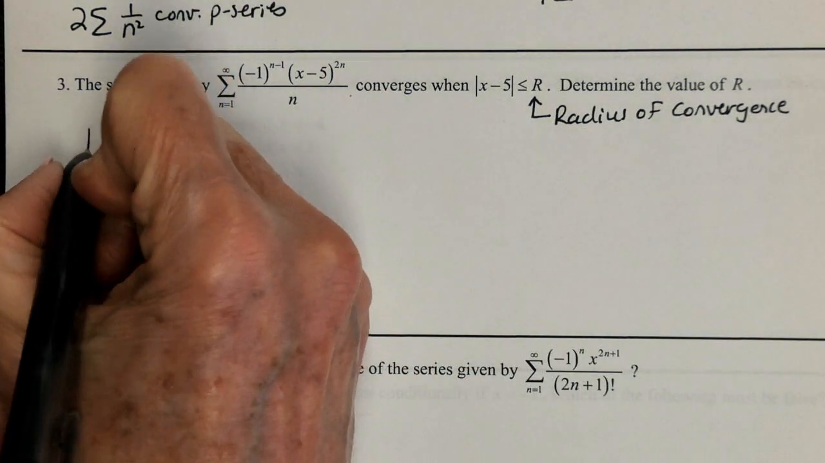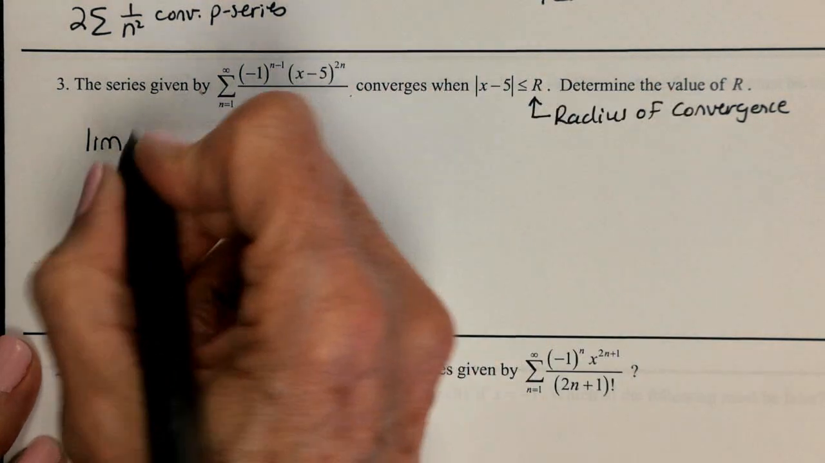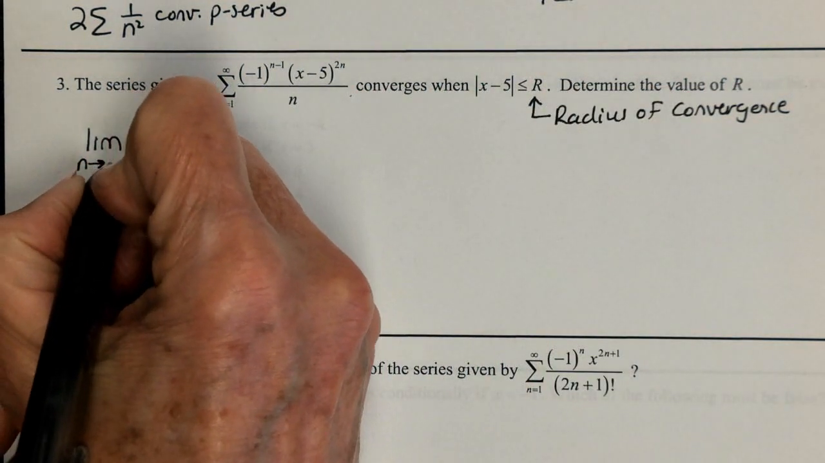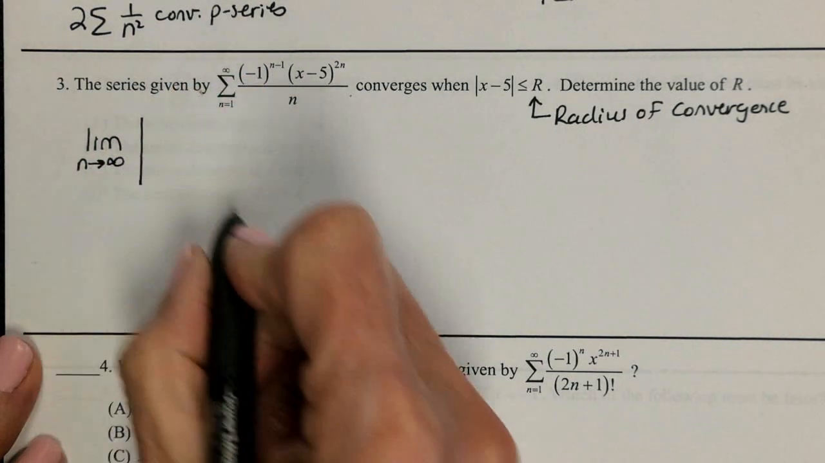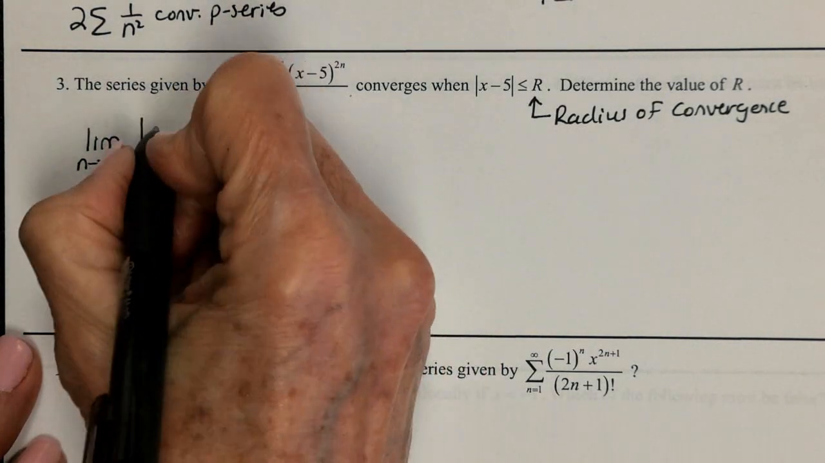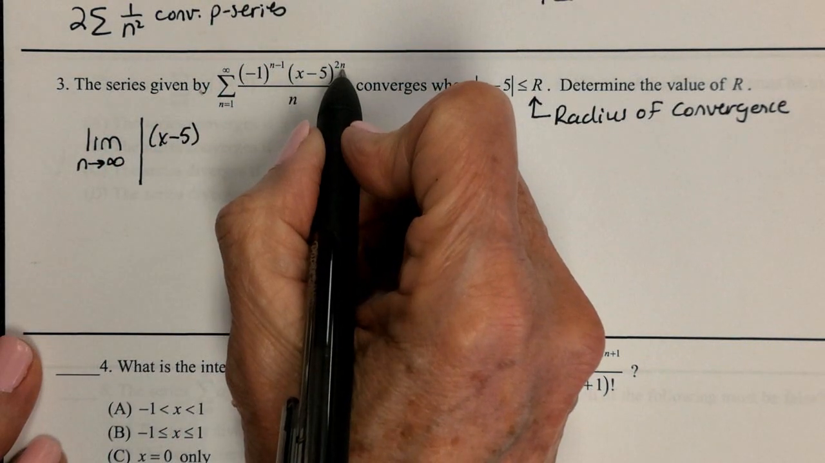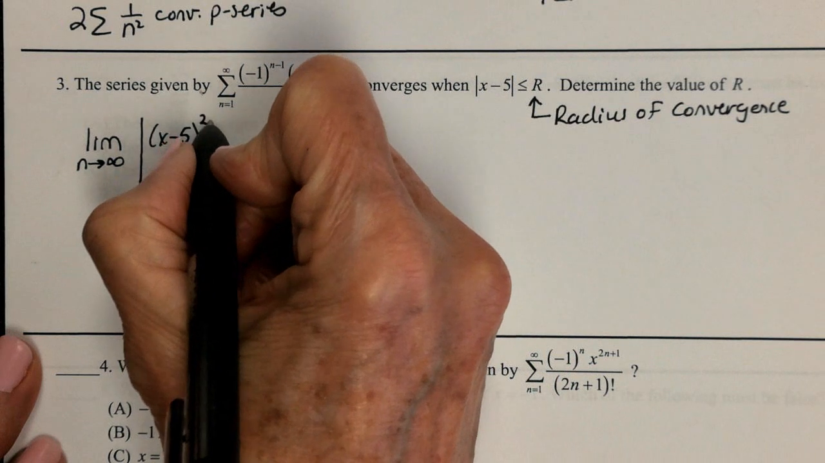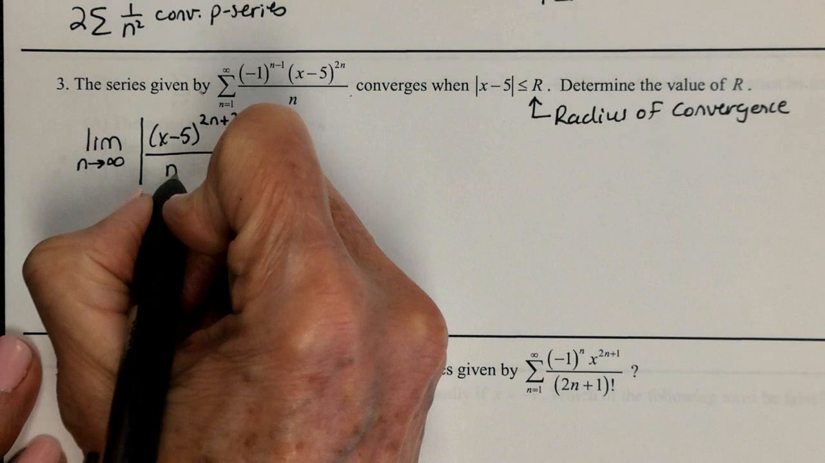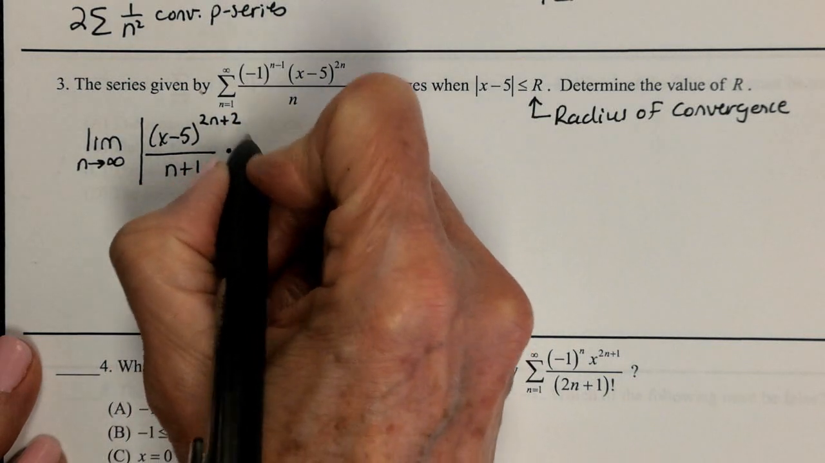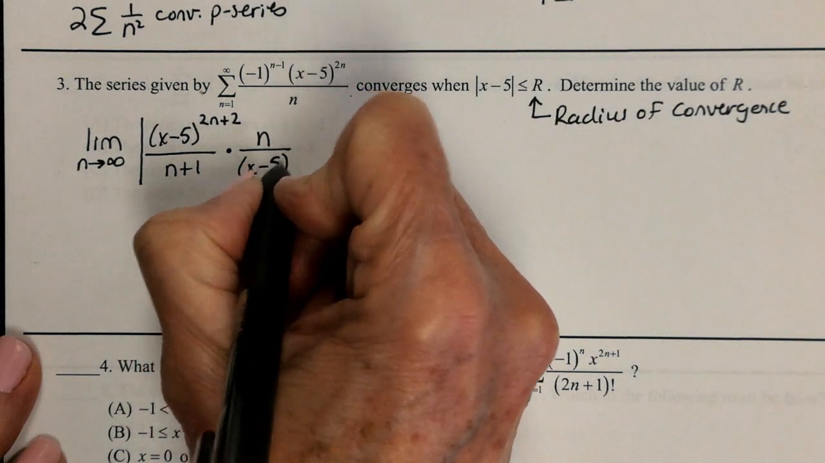All right. Ratio test. Complicated with x's, ratio test. Every time, limit as n goes to infinity, absolute value of x minus 5 to the, I'm replacing n with n plus 1. Be careful doing that. We're going to get a 2n plus 2 over n plus 1 times n over x minus 5 to the 2n.